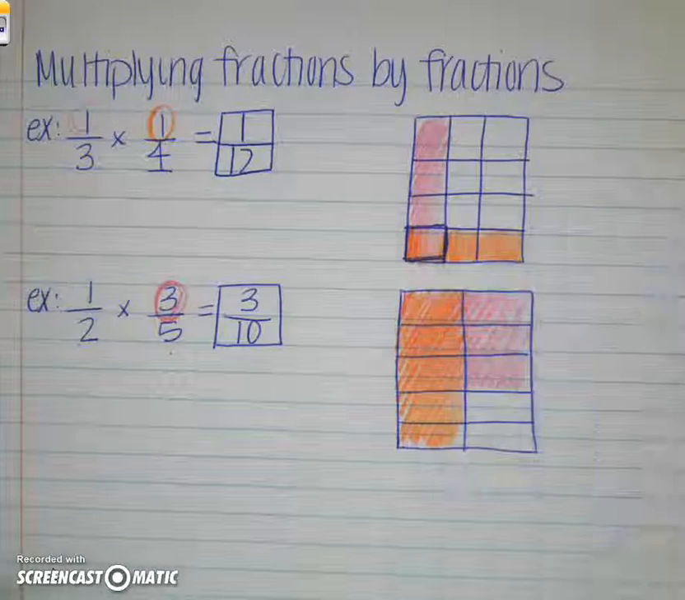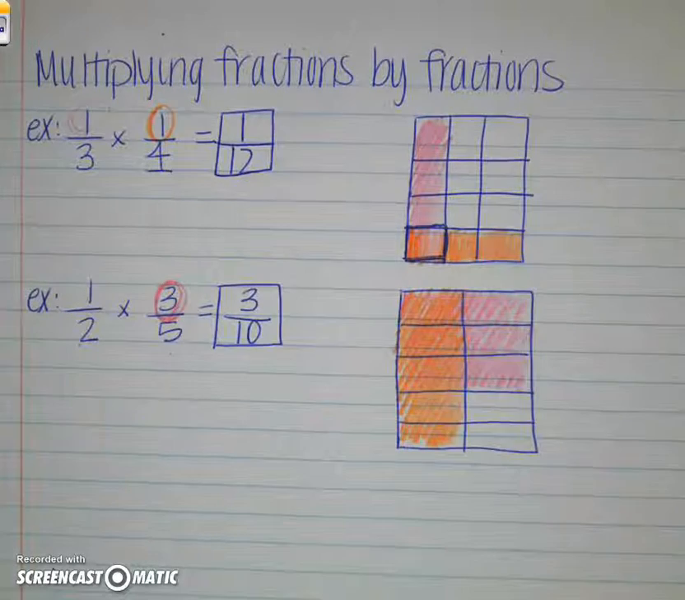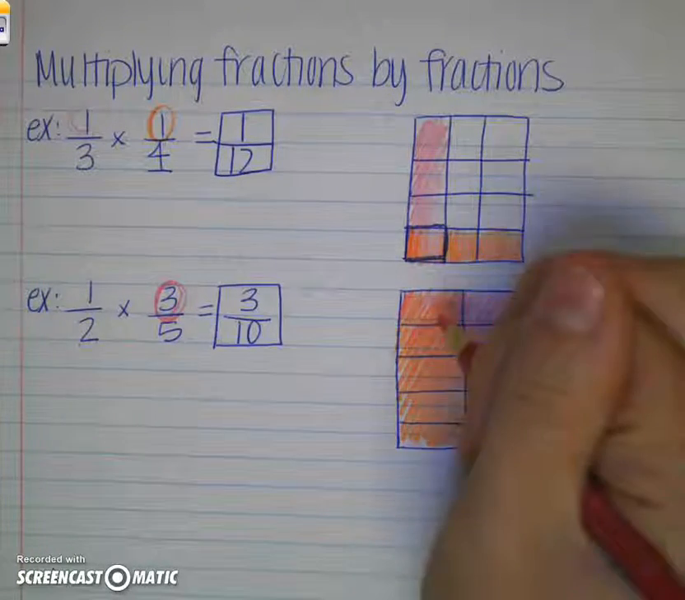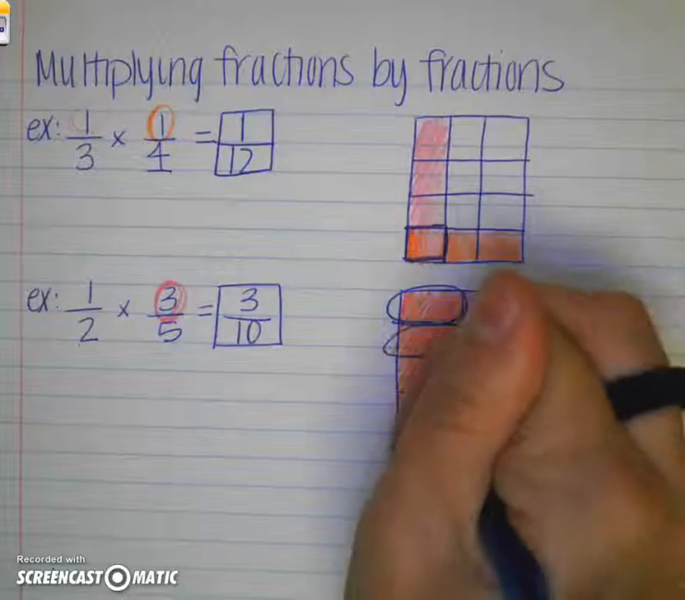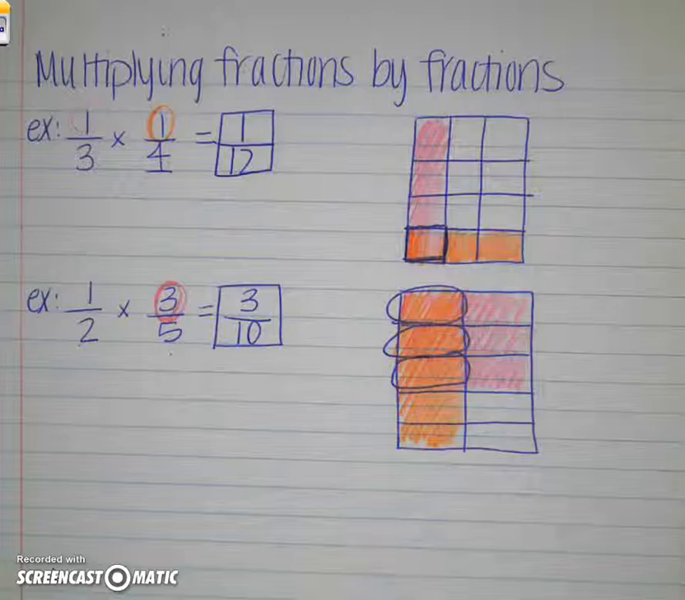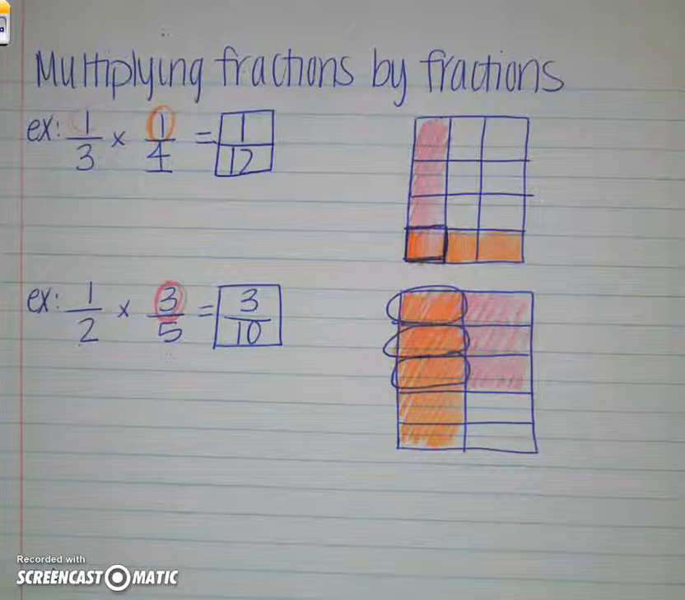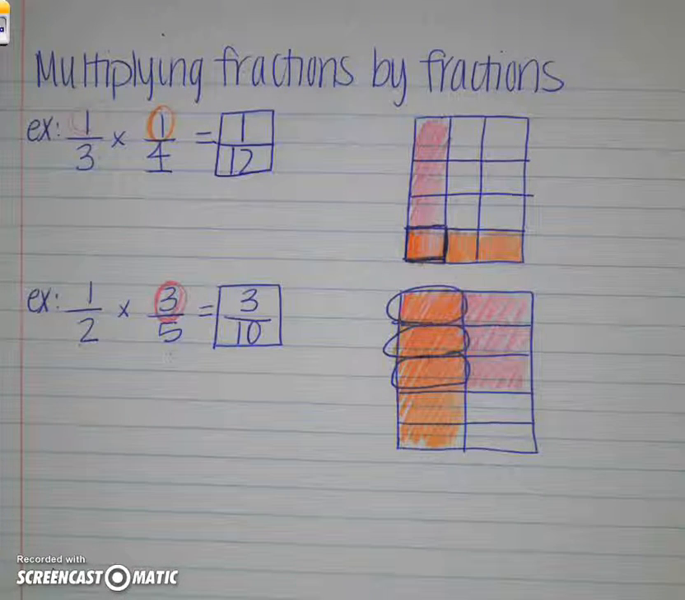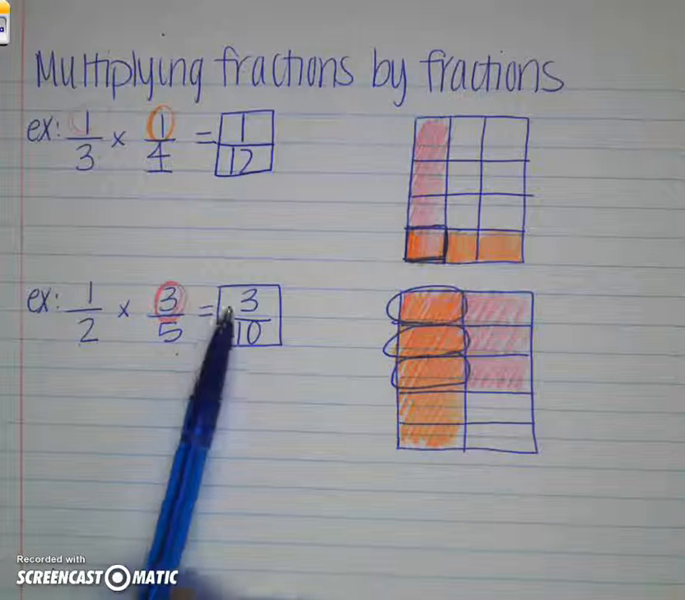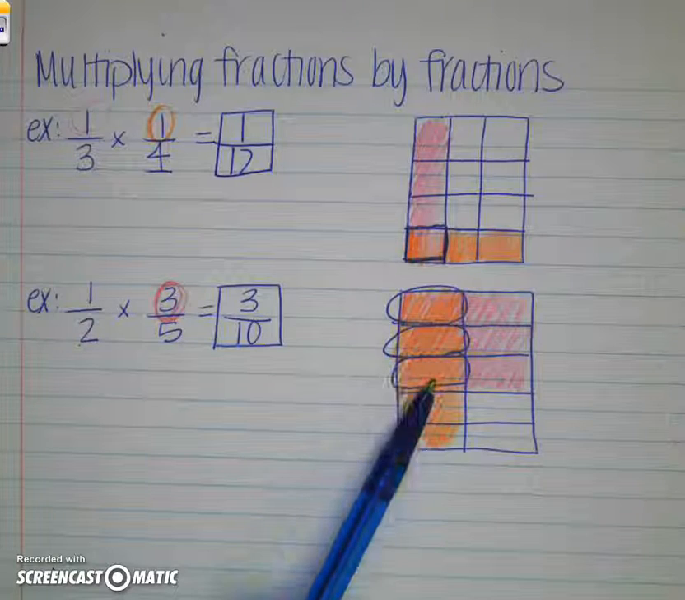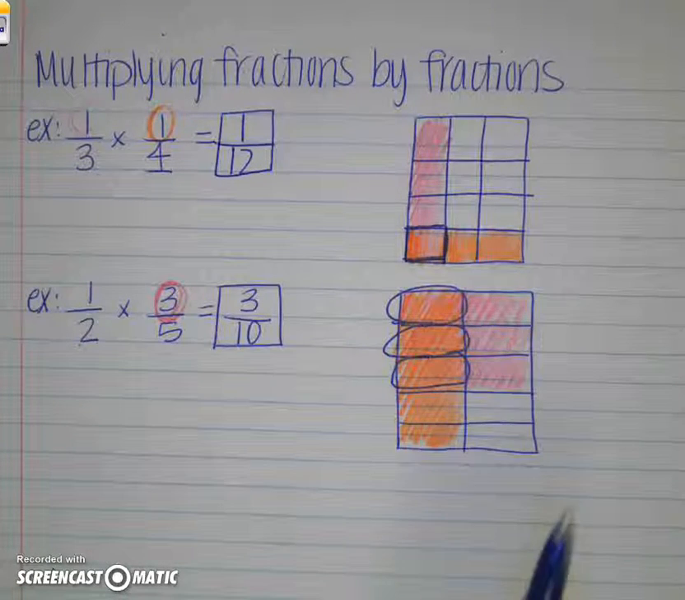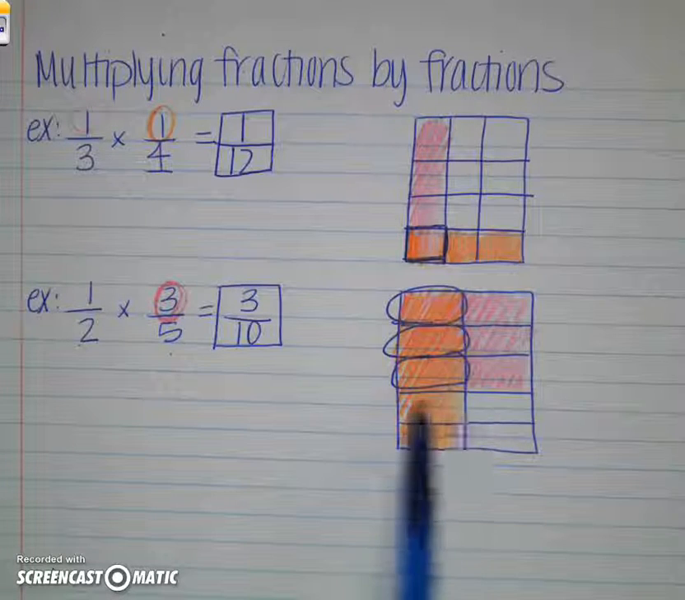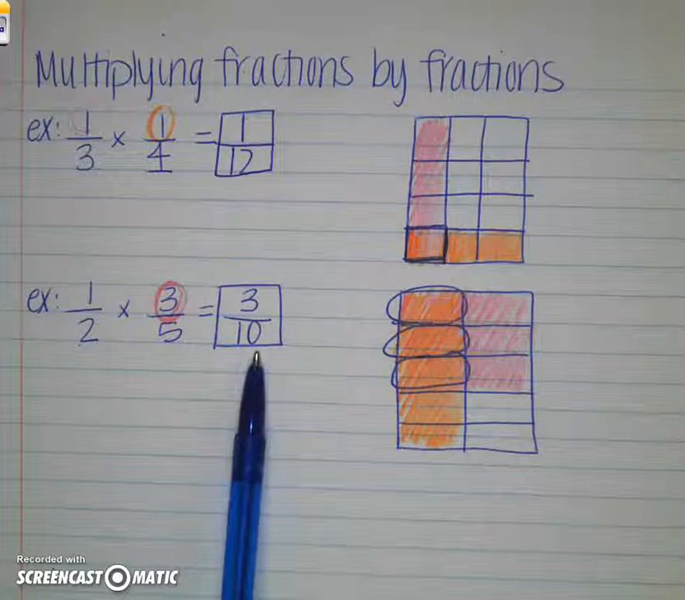Now I want to look. How many of those boxes did I color both pink and orange? So I colored in this one, and this one had both pink and orange. I don't care about ones that just have pink. I don't care about ones that have just orange, or the blank ones. I only care about the ones that have both pink and orange. So that is going to be my numerator. That's where you see that I get the 3. There's 1, 2, 3 that are double shaded. The denominator is going to be how many total pieces I have. 1, 2, 3, 4, 5, 6, 7, 8, 9, and 10. And that's how I get my denominator.